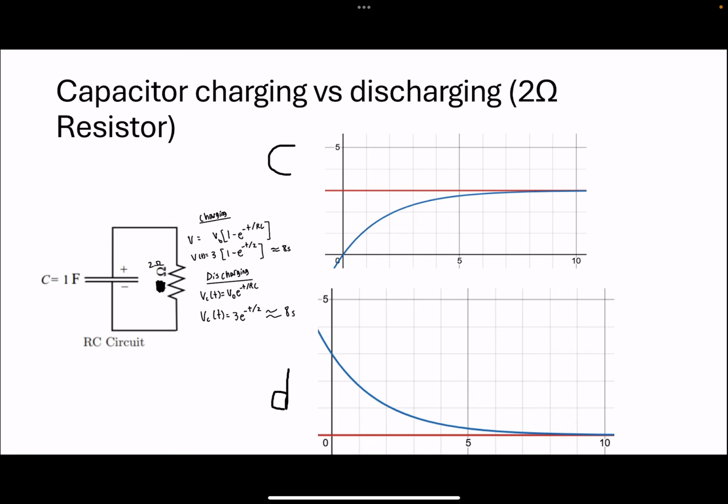If we have a capacitor that is fully charged and we have a 2 ohm resistor or light bulb in this case, we're trying to figure out how long it would take to completely discharge. We use the charging and discharging formulas, and we get that it about completely discharges around 8 seconds, which is consistent with what we got in our lab.